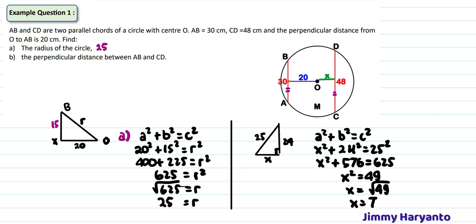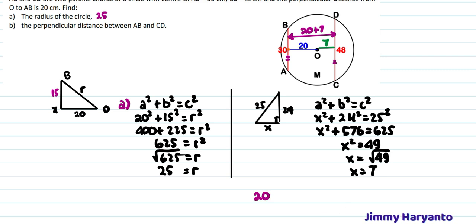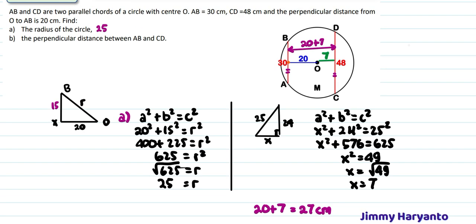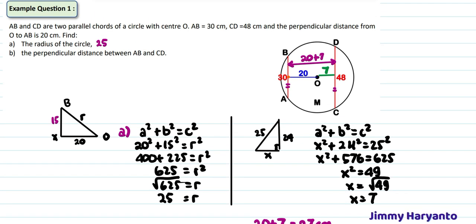Let me erase all of them. So x equals to 7. Therefore, the perpendicular distance between AB and CD will be 20 plus 7. 20 plus 7 equals to 27 centimeters. So that is how you answer these example questions.